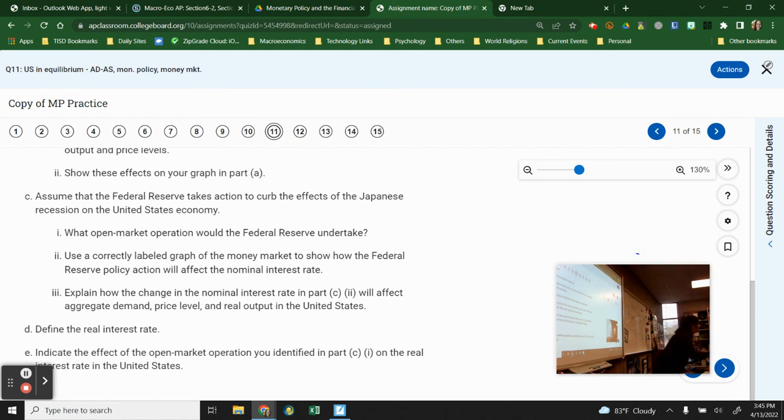Did you just ask what the shifters of money supply are? The buying and selling of bonds. Oh, I know. The increasing and decreasing of the discount rate. The increasing and decreasing of the RRR. The discount rate.